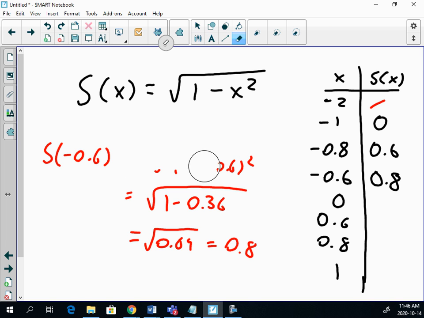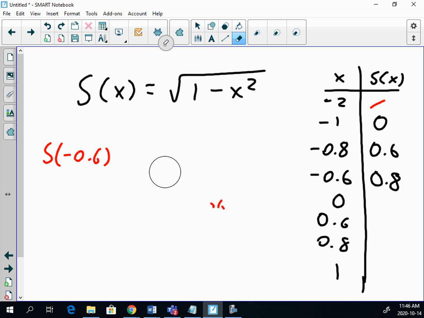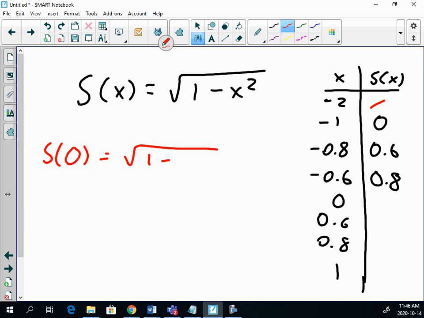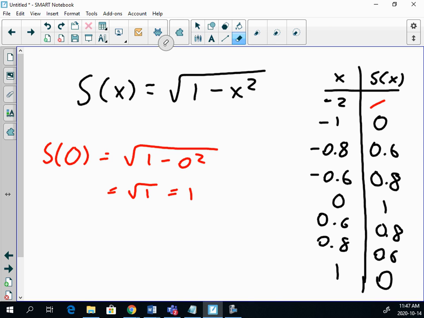When I take s of 0, it's actually pretty darn simple. S of 0 is the square root of 1 minus 0 squared, which is the square root of 1, which is 1. And by similar arguments, you can see that s of positive 0.6 is 0.8, s of positive 0.8 is 0.6, and s of 1 is 0. If I try to take s of anything bigger than 1, it won't work. That is outside of my domain.